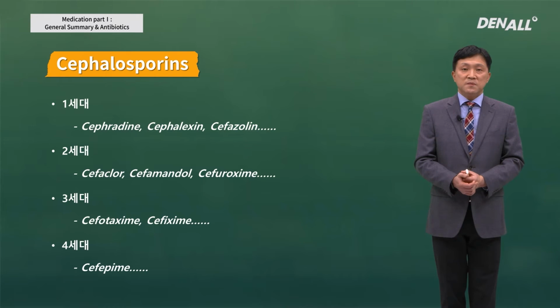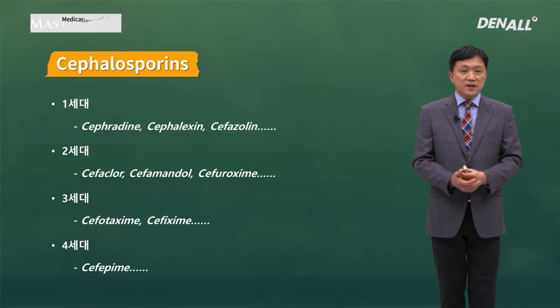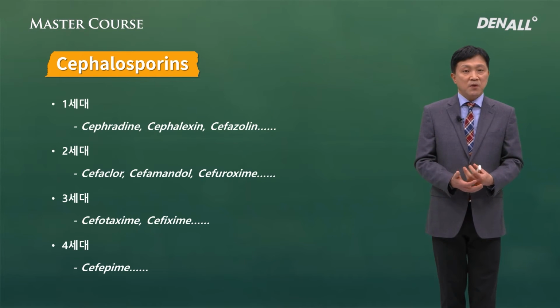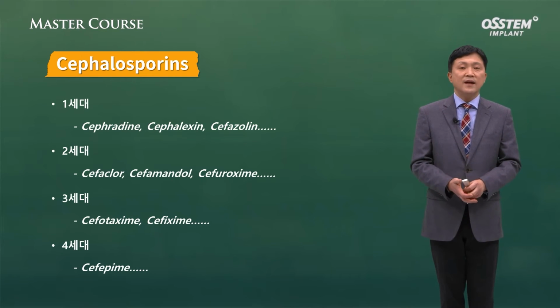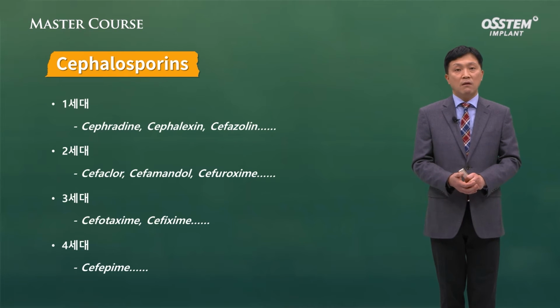Next, cephalosporins, generation 1, 2, 3, and 4. The reason why they have different generations is that gram-negative effect increases as the generation goes up.